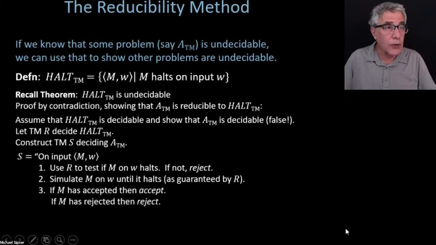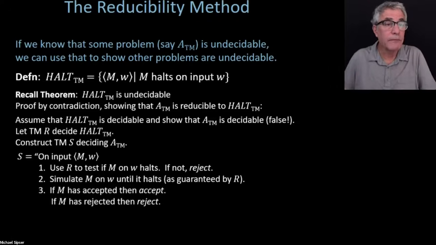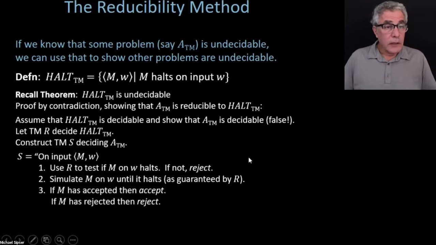And the way we're going to do it is use our Halt TM tester that we assumed to have. We'll first take our M and W, where we're trying to determine does M accept W. And we'll first test whether M halts on W. If it doesn't, we're done, because M couldn't be accepting W if it's not even halting on W. So if R reports it doesn't halt, we can reject right off.